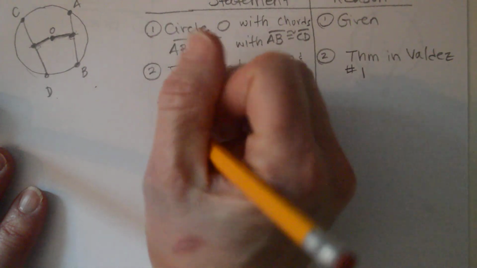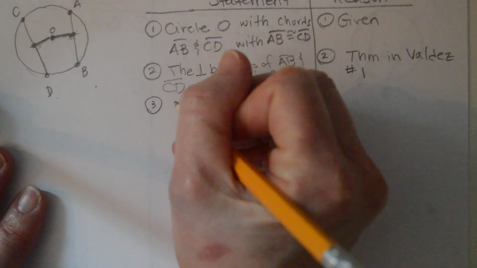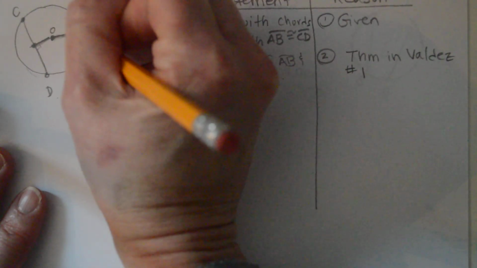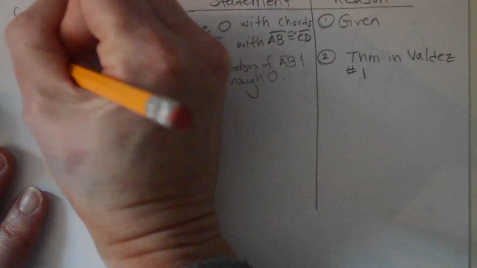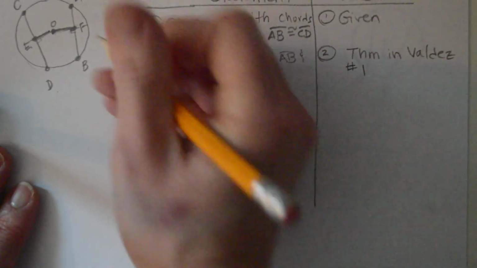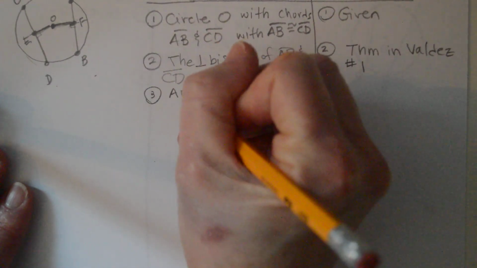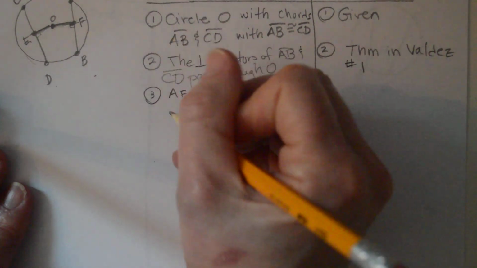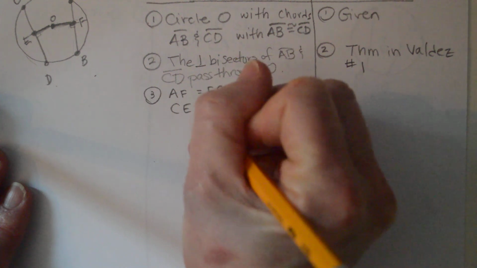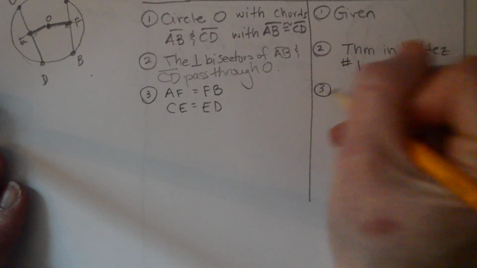Right, so then number 3 is going to say, well then, let's call these E and F. Just trying to be consistent so that if you wrote this down and you want to check some steps, you'll have the same lettering. So then AF is equal to FB, and CE is equal to ED, and that's just the definition of bisect.